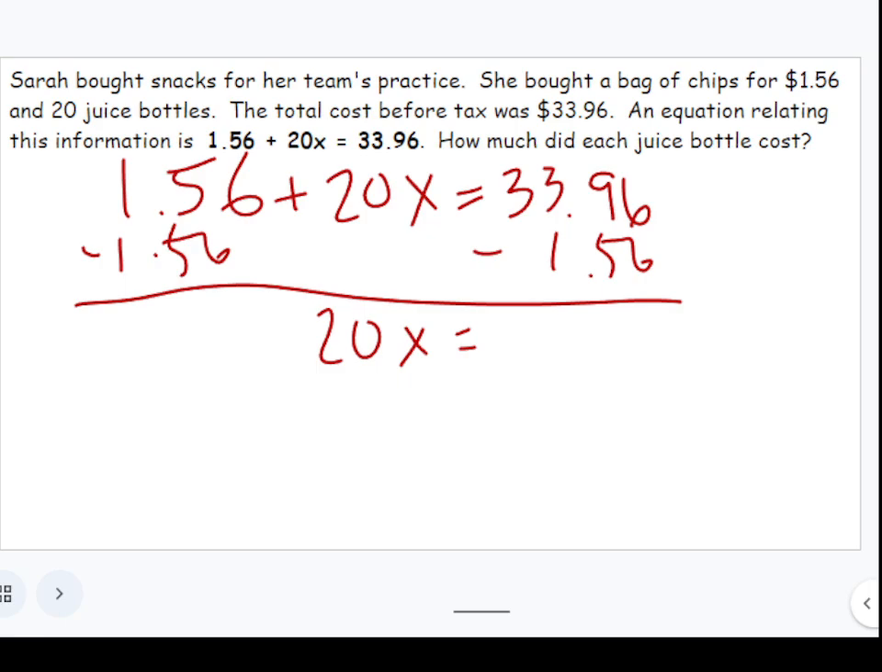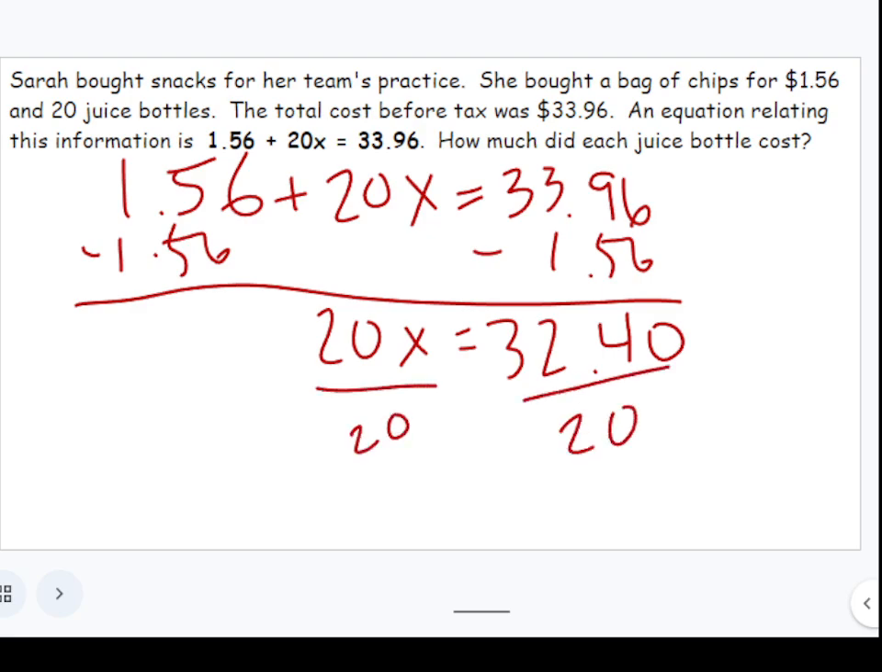So that'll get us 32.40. And then we will divide by 20 to get x by itself. And we have x equals 1.62.